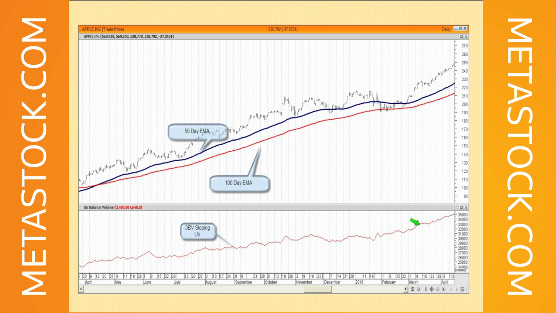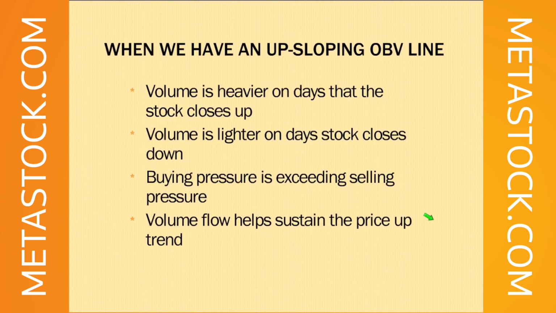With the on balance volume line, the actual numerical value of the indicator is not that important. What's important is that you just want to see this line sloping up. If this line is sloping up, then it confirms this price uptrend that we have for Apple stock, and it means that the volume flow is bullish and is supporting that price uptrend. So when we have that upsloping on balance volume line, volume's heavier on days that a stock closes up, and lighter on the days the stock closes down. That's an indication that the buying pressure is exceeding the selling pressure, and this volume flow helps sustain the price uptrend.